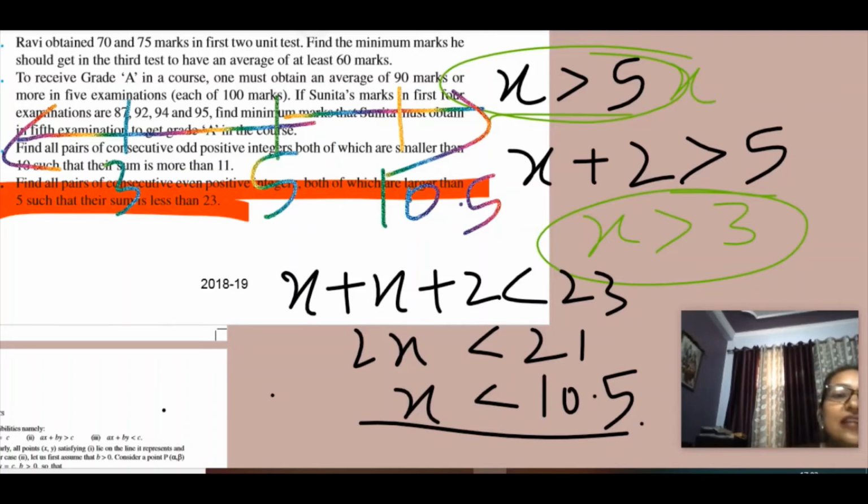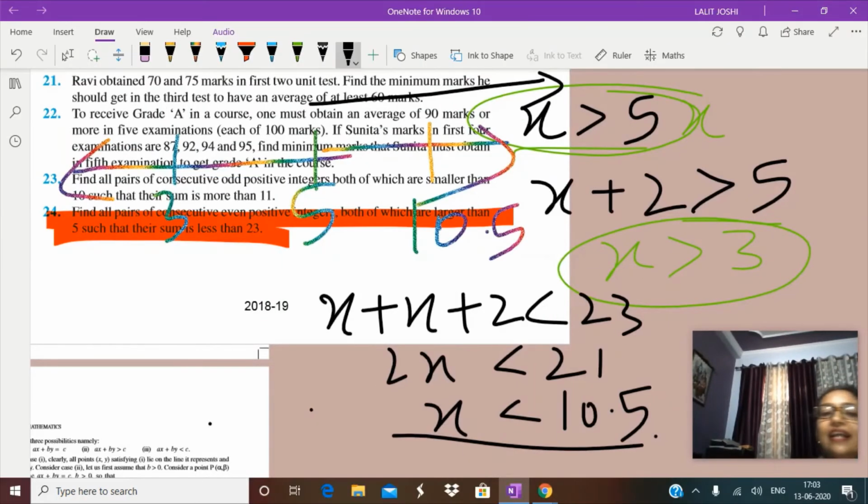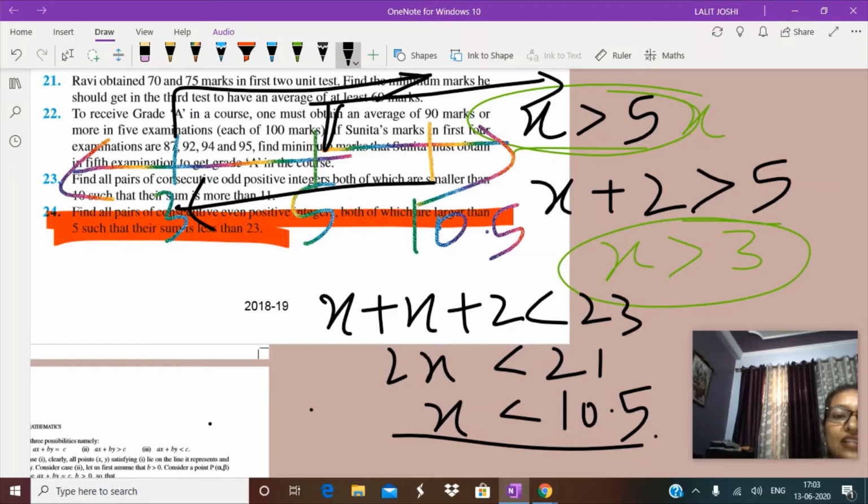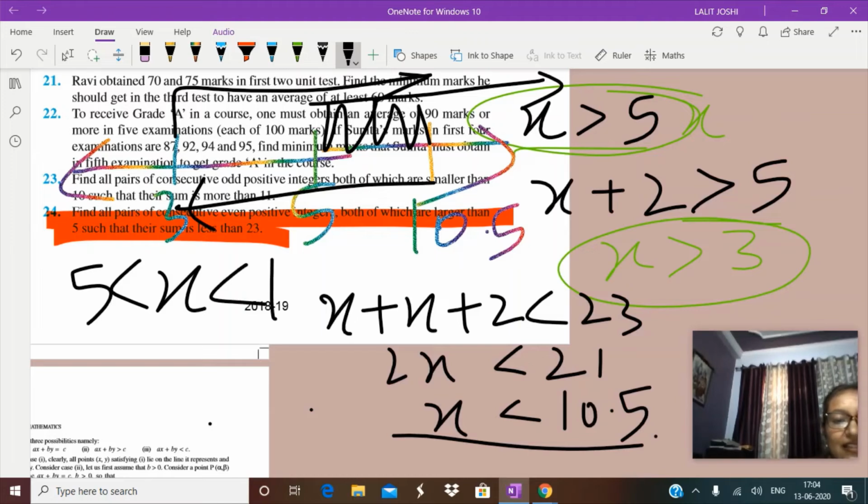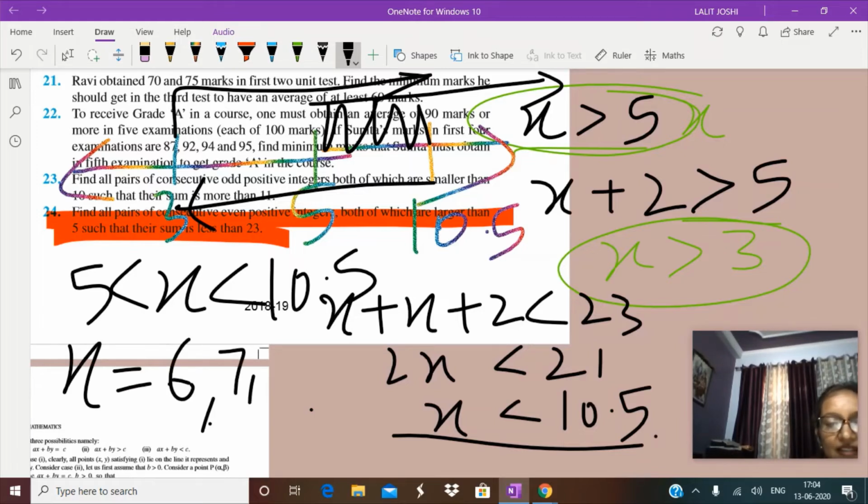x is greater than 5 means the arrow will be like this. x is greater than 3 means the arrow will be like this over here. And x is less than 10.5, so the arrow will be like this. So what is the common region? The common region is this. So it means x is greater than 5 and x is less than 10.5. So what values can x take? x can take 6, 7, 8, 9 and 10.